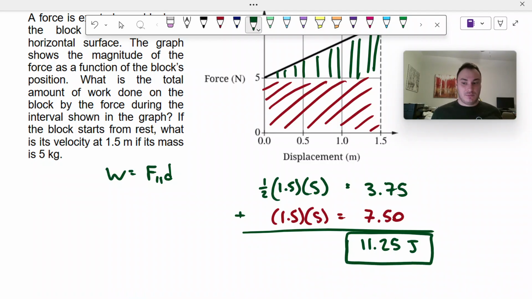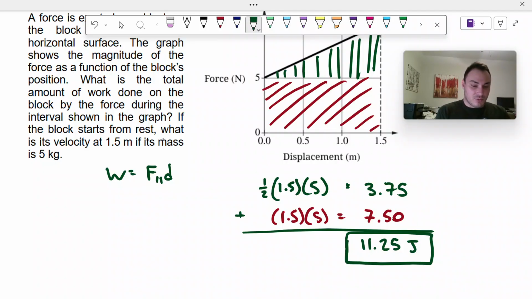Simple as that. But the hard part is, can you see that from looking at the axes? Do you know that you can do that? Do you know that you can multiply force times displacement and get work? And do you know that means taking the area under the curve?